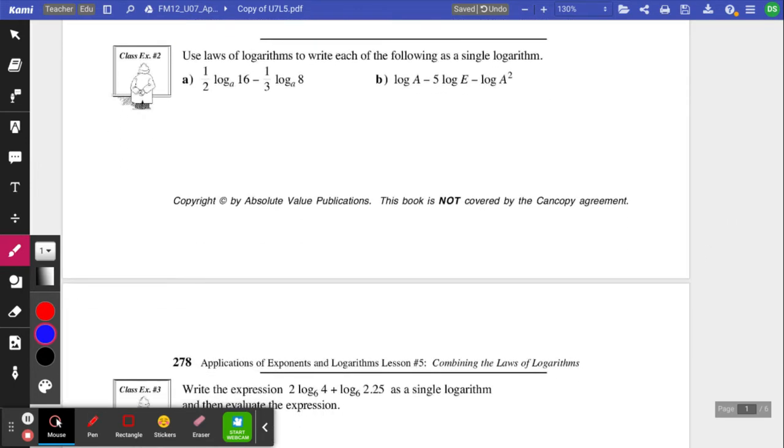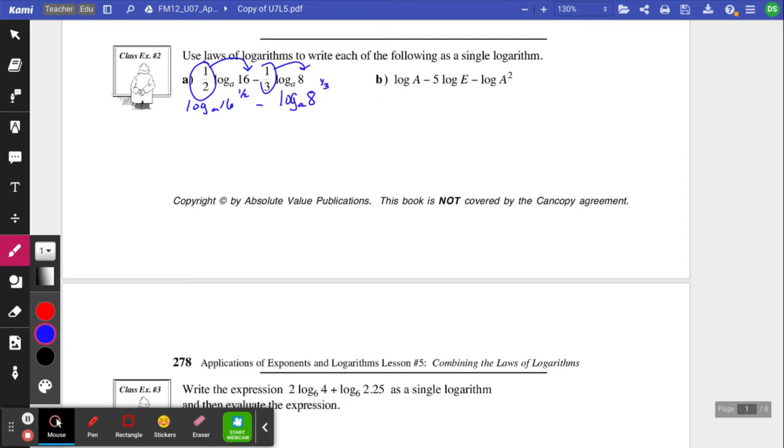Let's go on. Use laws of logarithms to write each of the following as a single logarithm. So we've got a half and a third. Okay, that's okay. We have different bases, but no big deal. Let's just start. Let's deal with this 1/2. So if we convert this to an exponent, it will be log base a of 16 to the 1/2. And we can do the same thing. We can subtract and put this 1/3 on the 8.